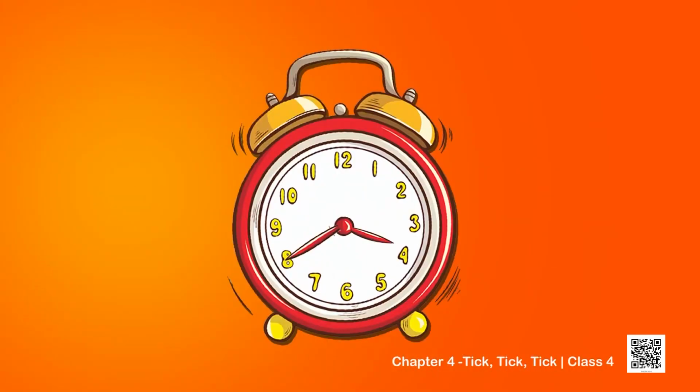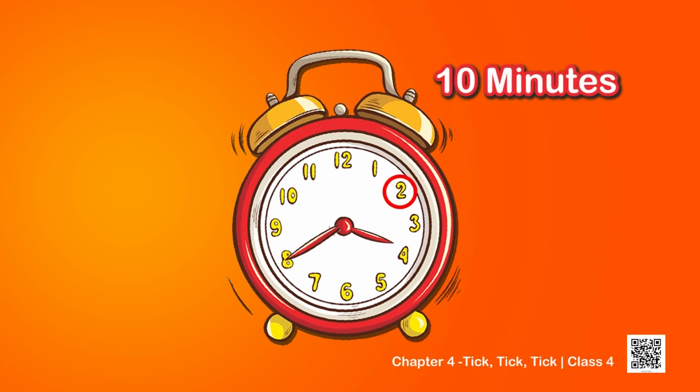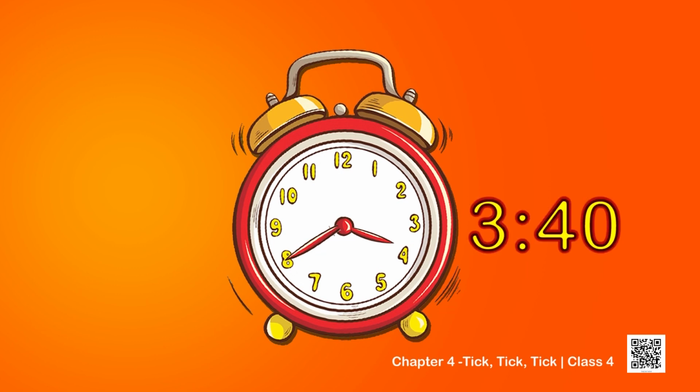Let us try now. 1 represents 5 minutes. 2, good, 10 minutes. 3, 15 minutes. 4, 20 minutes. Now you try to tell 5, 25, 6, yes, 30, 35, 40. So, the time shown here by this clock is 3:40.